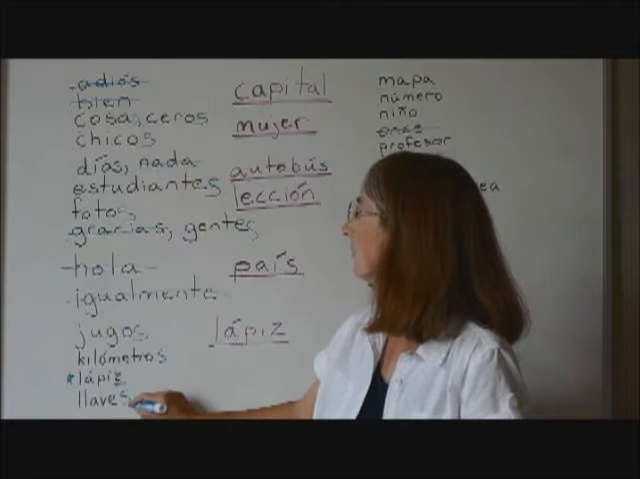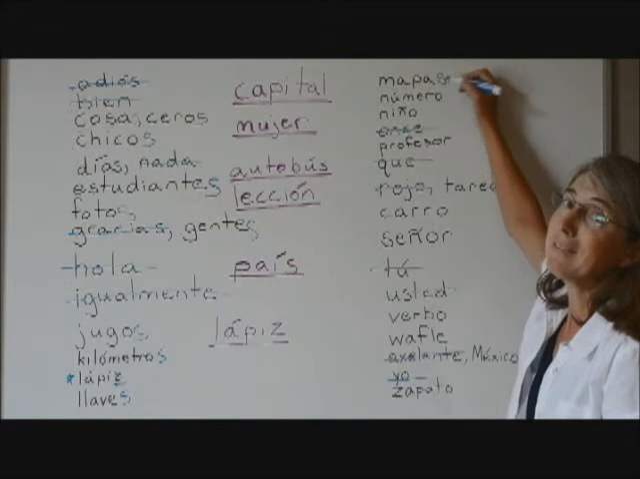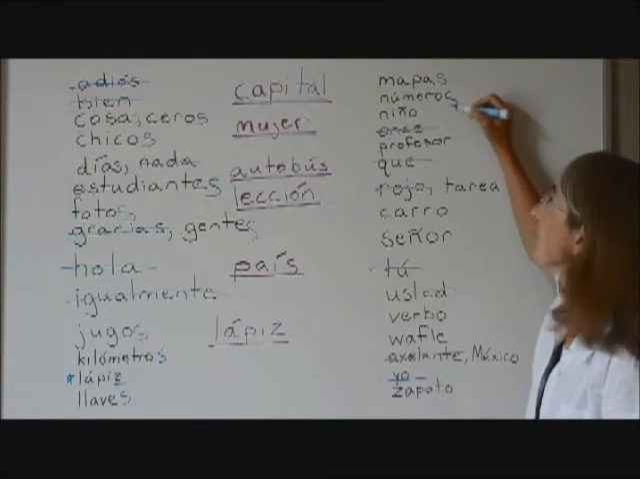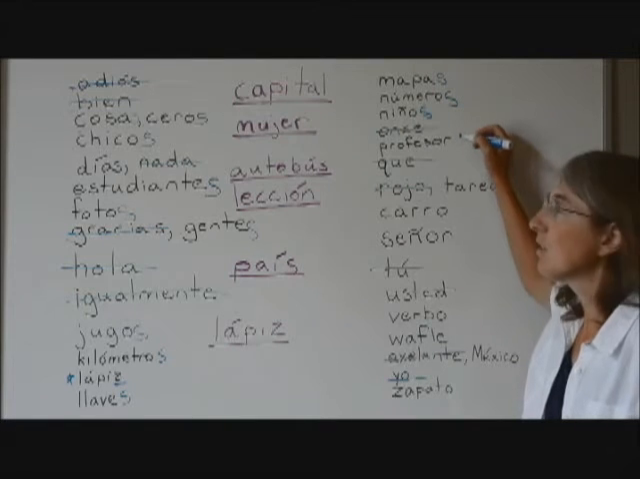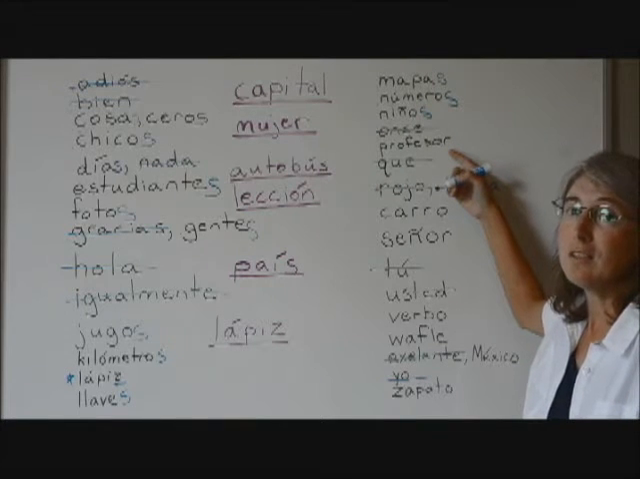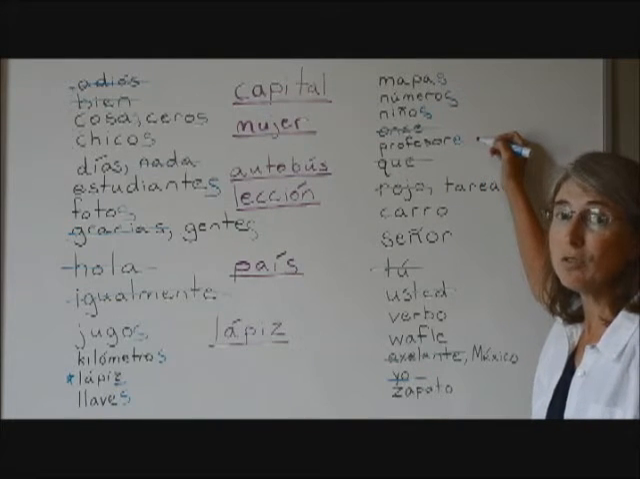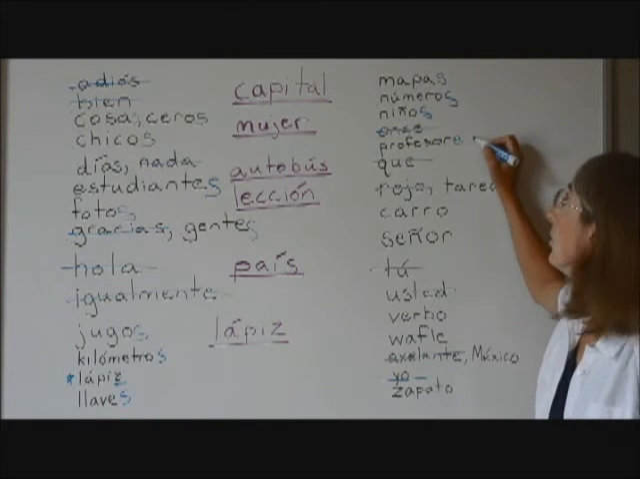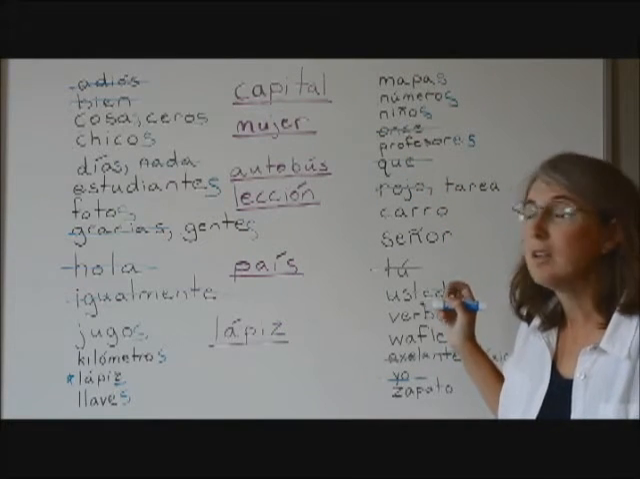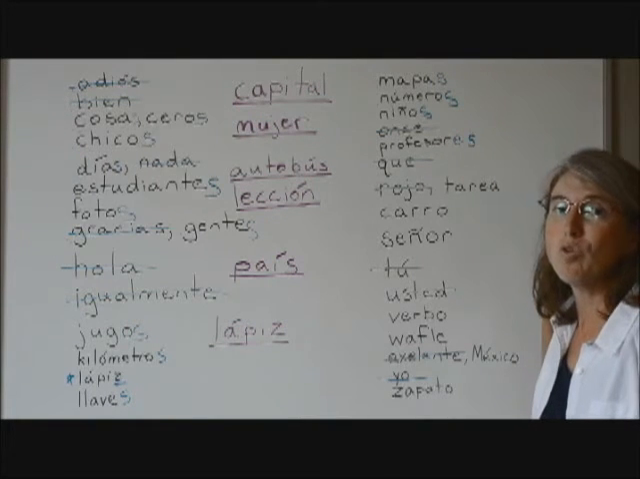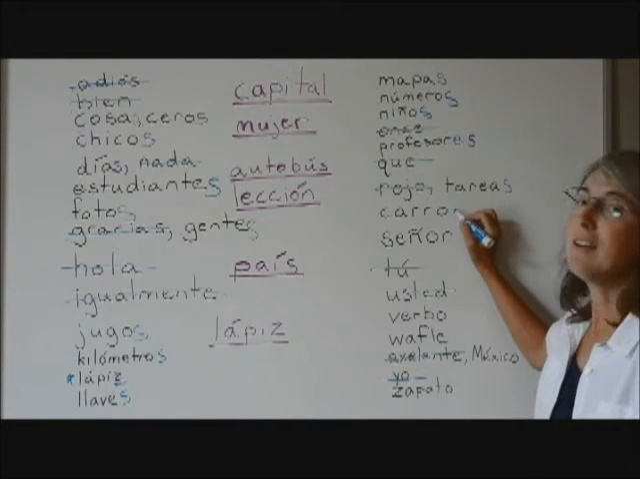Llaves. Okay. Mapa. Mapas. Números. Niños. Okay, so we have to add S or ES. This one ends in a consonant, so we have to add ES. And remember in Spanish, all the vowels make sounds, so this one's going to be pronounced also. It's going to be pronounced A. So it's profesores. Profesor, profesores. Tareas, carros.